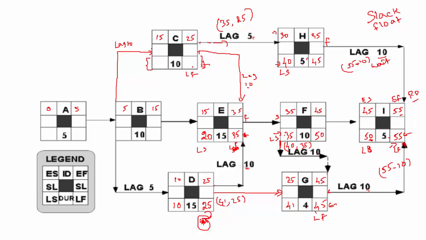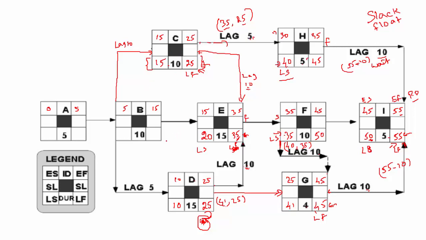To fill this, I need to check what arrows are coming in or going out. I got one arrow here, so I need to go here and look at the bottom. So 40, and 40 minus 5 would be 35. Then there is one more arrow here coming to the activity. Look at the bottom, which is 35. 35 minus 10 days lag is 25. So should we take 35 or 25? The lowest, 25. So bring the 25 here. So 25 minus 10 would be 15.